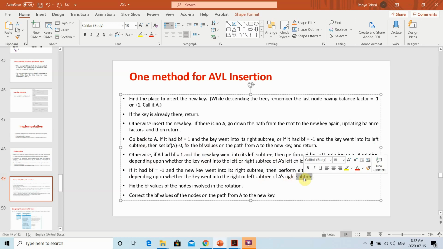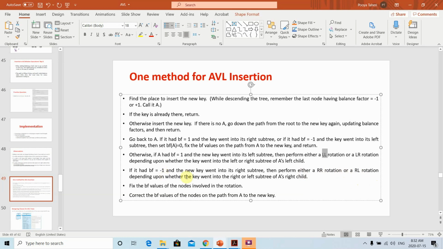And like here, it's better to be right. So we have to implement a function for rotation. For LL rotation, we have to do a single right rotation. For LR, we have to do a double left and right rotation. For an RR case, we have to do a single left rotation. For RL, we have to do a double RL rotation.